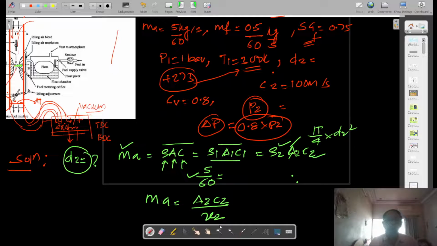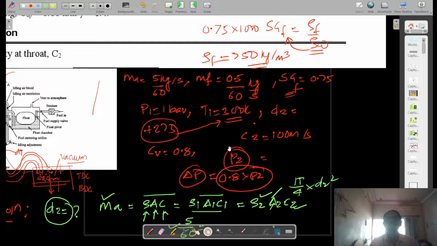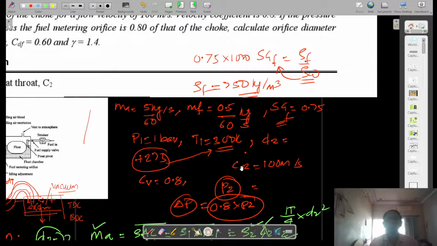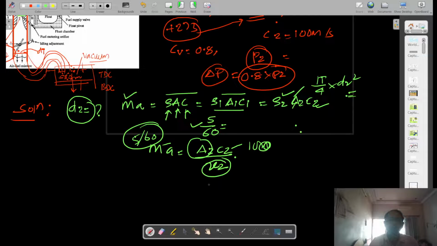C2. Okay. So the mass flow we already know. Then the velocity at that point is also given. This velocity, C2, is also given as 100 meters per second. This is the mass flow I already told you, the value is 5/60. And V2 and A2 have to be calculated. In A2 we know the value is D2, so this has to be calculated. That means we need to calculate V2.